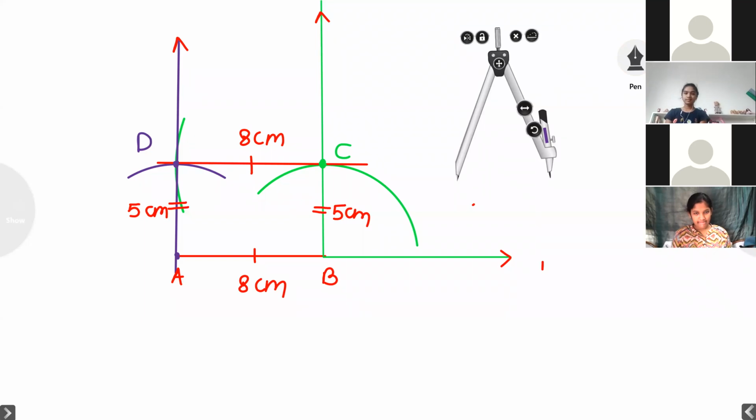Listen carefully, students. Why are we taking a 90-degree angle? Because of the property of a rectangle: opposite sides are equal and parallel, and each and every angle is a right angle. That's why we are constructing a 90-degree angle here. If we do not take a 90-degree angle, that is not a rectangle.